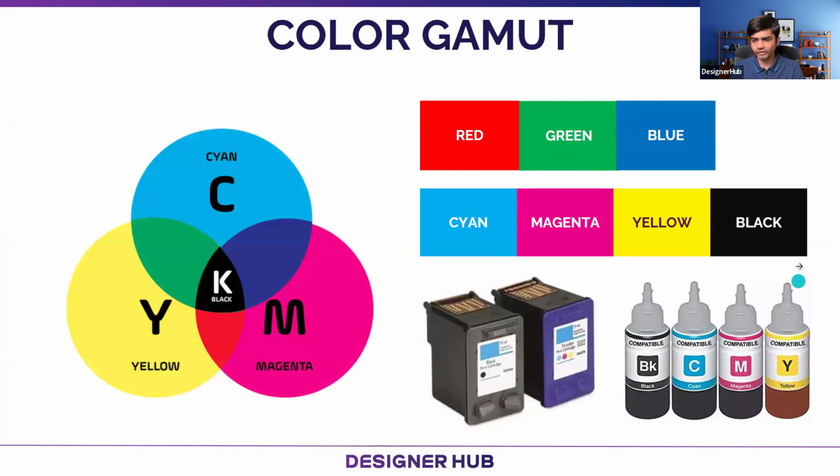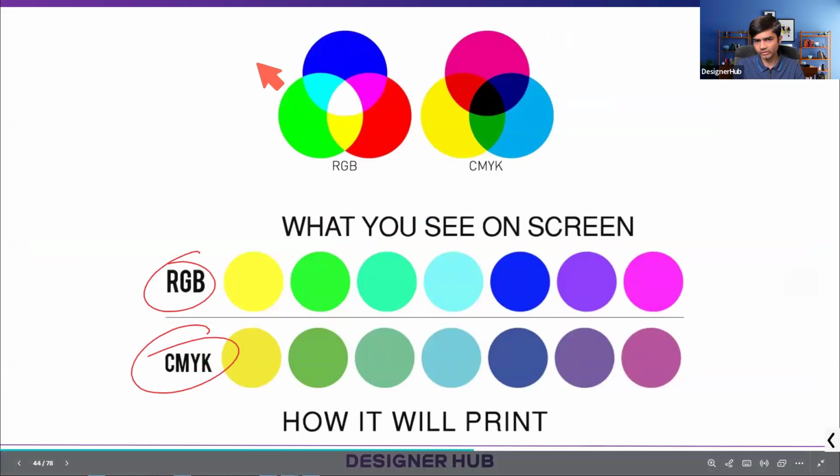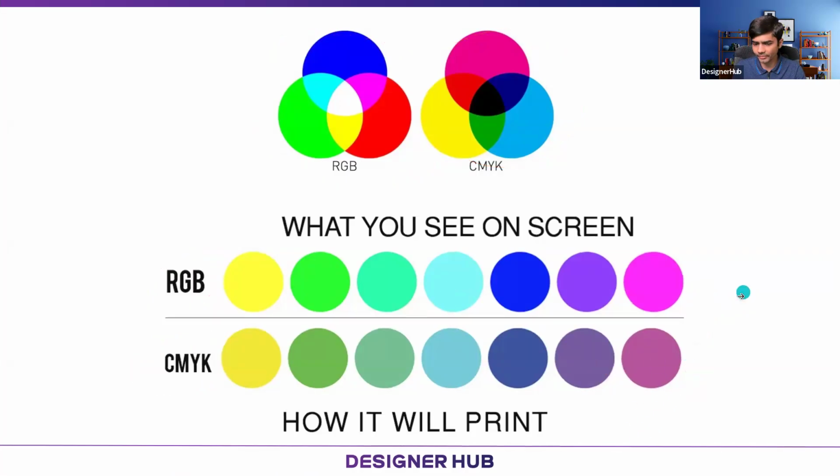So going forward with the color gamut, what do you see? RGB, CMYK. See the difference? This is how the RGB colors would come out, but this is how the CMYK would look. What you see and what gets printed, you can see the difference in the shades and tones over here. Can you see the difference? This blue, this blue, this violet, this violet. This is what will happen.